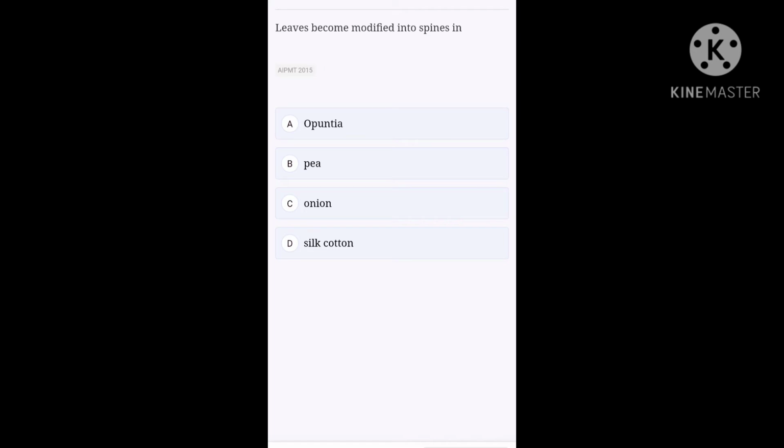Next one, leaves become modified into spines in option A opuntia, option B pea, option C onion, option D silk cotton. Leaves are modified into spines in opuntia so as to reduce the surface area and minimize the rate of water loss by evaporation and transpiration. So option A opuntia is the correct option. Okay, next question. A drupe develops in option A mango, option B wheat, option C pea, option D tomato. Option A mango is the correct option.